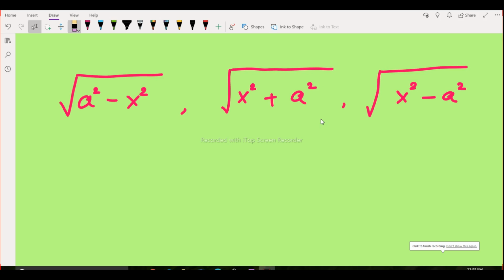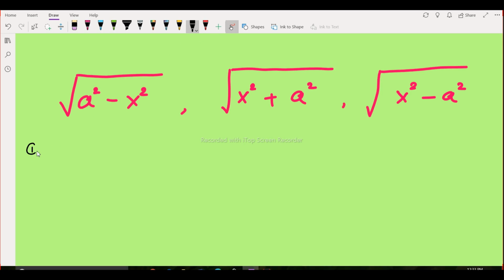Let's start off with the next type of integration, which is very important. That is root of quadratic. That is root of a square minus x square, root of x square plus a square, or root of x square minus a square. So there are three formulas for this, and you can easily derive the formulas using the UV rule. So let's start off with one of them.